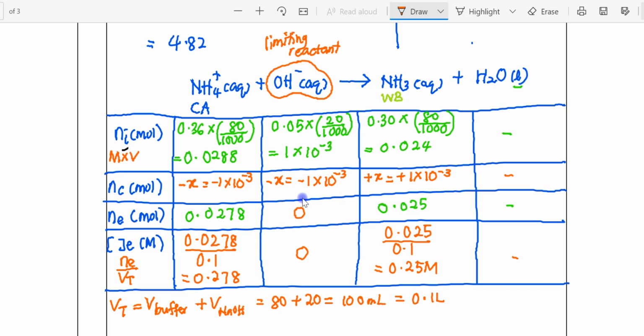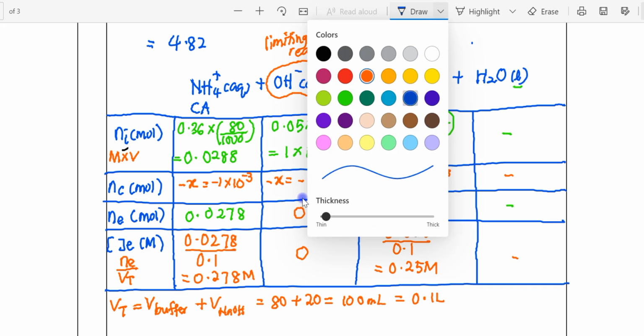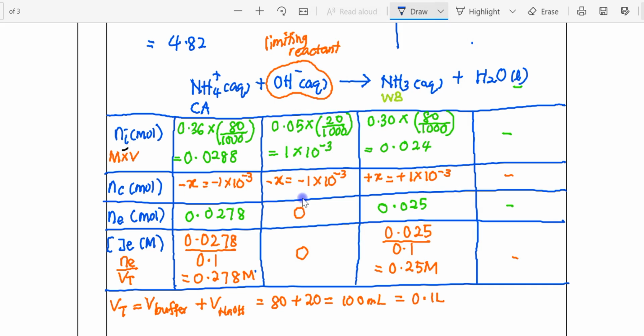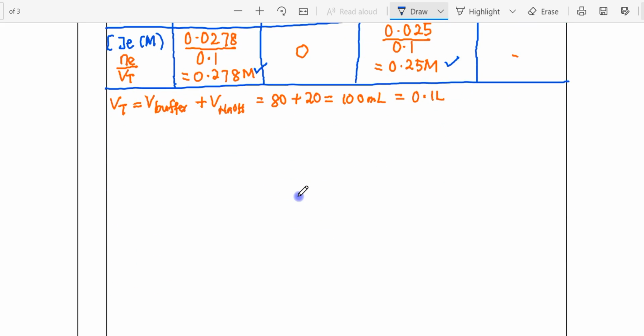Right, for the next step, since we have already calculated the concentration of the conjugate acid and also the weak base, we can calculate the pOH value by using the Henderson-Hasselbalch equation.